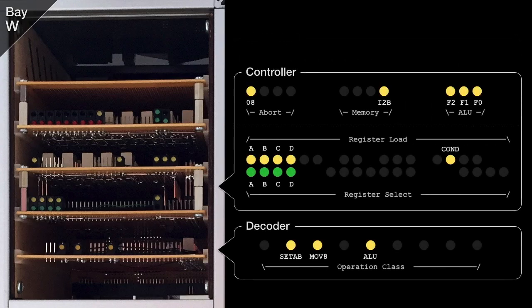Next is a controller, again made up of 2 cards, and finally the decoder at the bottom as a single card. The decoder takes the current value in the instruction register and decides which instruction class that represents. The controller takes the current instruction class and operates the right control lines at the right time according to the sequencer pulses.